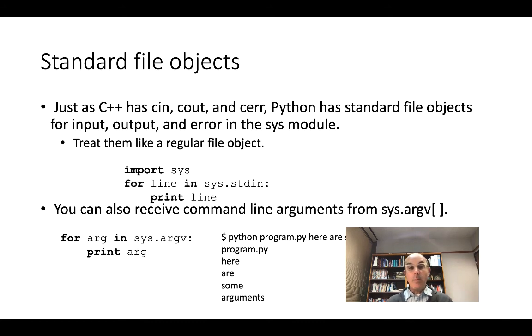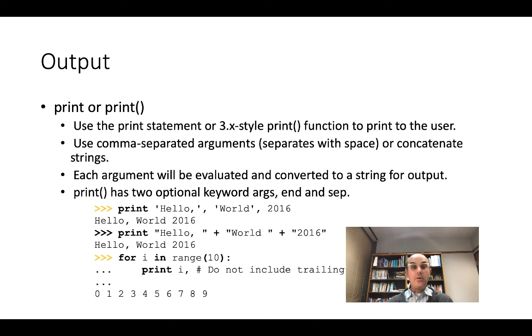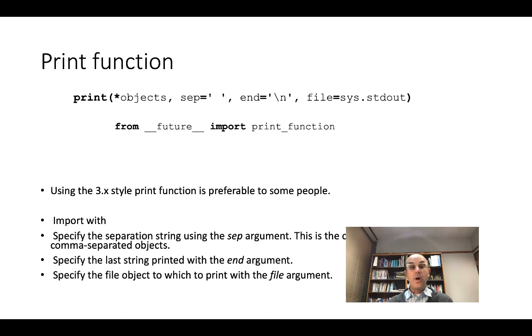Standard file objects, just as in C++, Python also has standard file objects for input, output, and error in the sys module. So treat them like a regular file object. For input, for line in sys.stdin, print line. Output is again print, or print with a quotation, in order for you to apply.